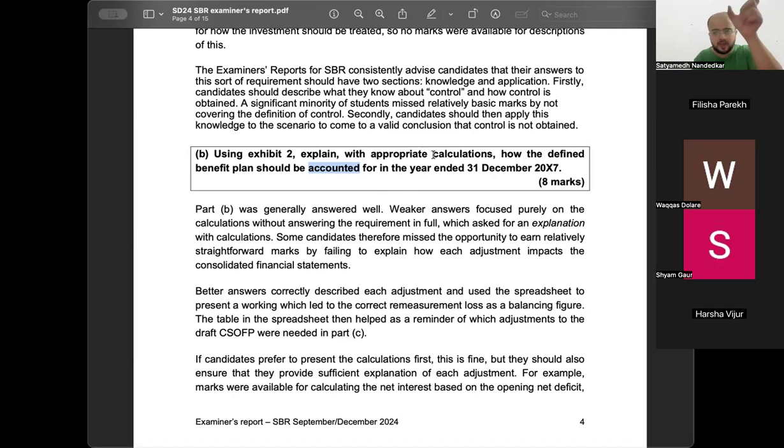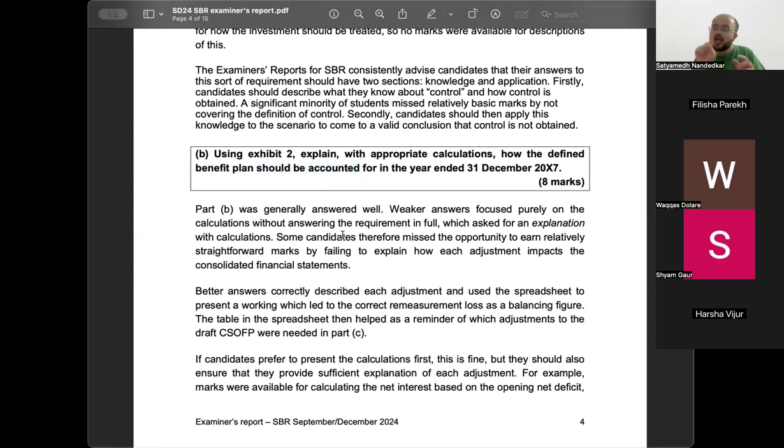Now they are saying, so that part is the calculation part. How the defined benefit plan should be accounted for, which means in that whole table, which value goes to which part of the financial statements is very important. आपको वो बताना है, जैसे current and past service cost will go to P&L, then remeasurement component will go to OCI. So 8 marks के लिए first part is the calculation, second part is the specific treatment, the specific expectation is how should it be accounted for.